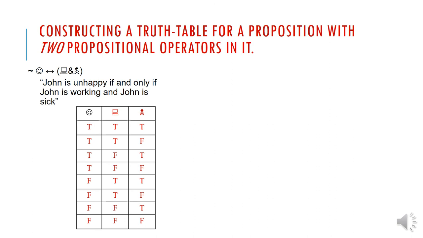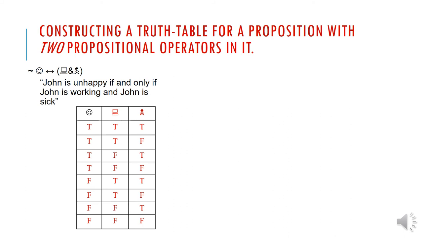In column 2, we just see that half of 4 is 2, so we'll alternate 2, 2, 2, 2 all the way down. And then half of 2 is 1, so in column 3, we will alternate all the way down: true, false, true, false, true, false, true, false. This is just so that we can make sure that we're touching all our bases for each set of affairs that could exist in the world.